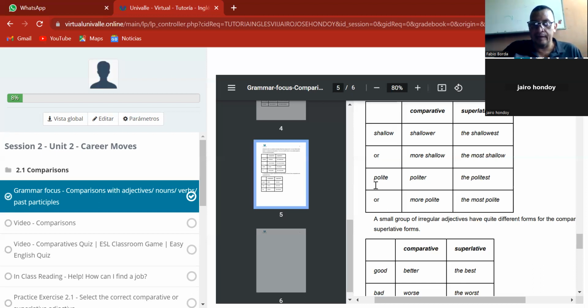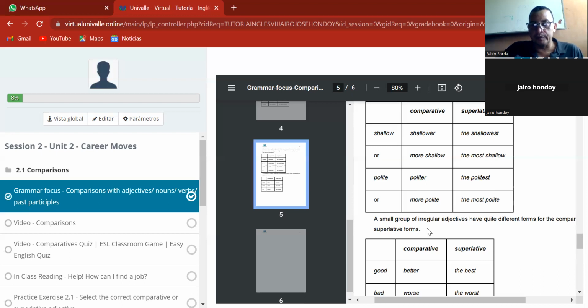Okay. In this case, I repeat, a few minutes ago, polite: you can use politer and also more polite. And also you can use the politest. This is an exception to the rules, the most polite, because you can observe here two syllables: polite, politer, and the politest, and the most polite.